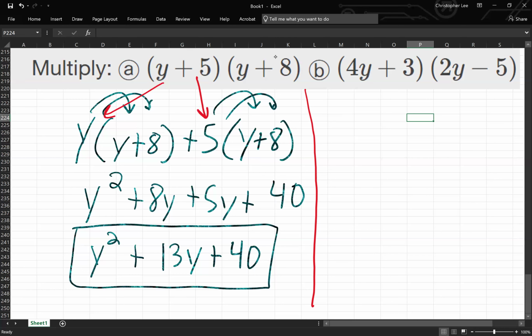It can be. That's another method. I'm going to go over that too. Let's try B real quick. Use that distributive method. Tell me what's right.